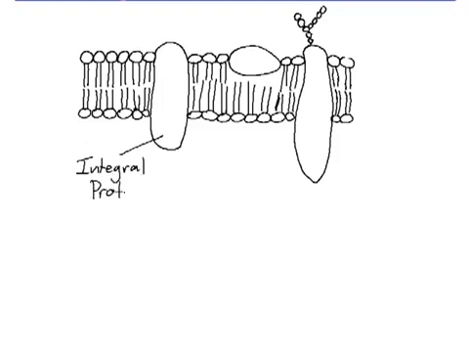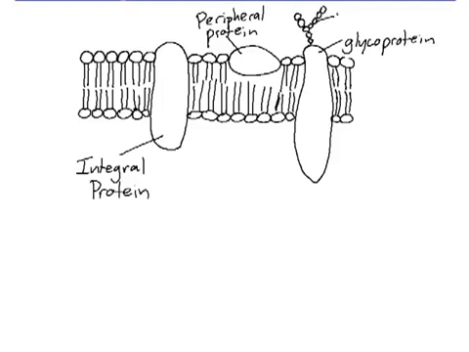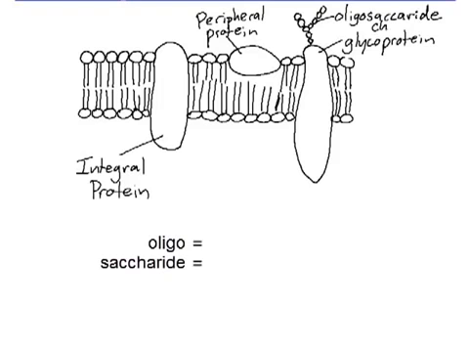this one's actually a polytopic membrane or a transmembrane protein because it goes through both. This one, a peripheral membrane protein. Peripheral proteins can be just inside the membrane there or just attached to the surface. This protein's a glycoprotein. It's called a glycoprotein because it has a sugar chain on the end called an oligosaccharide. Oligo means few, saccharide means sugar.